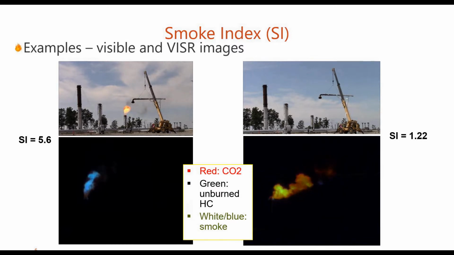So the image on the right has no visible emissions, a bright orange multispectral image, and a low smoke index. On the left, you see this flame is smoking, and VISR is calculating the smoke index. In this test, it was between 5 and 6.